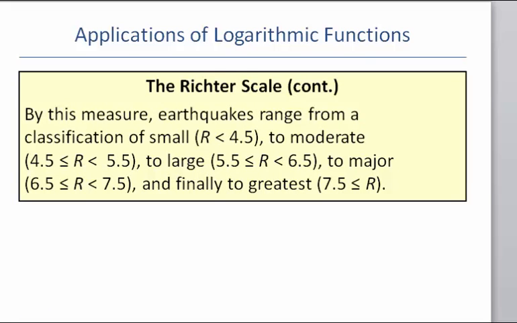On the Richter scale, you may or may not know this, if an earthquake is classified as small, it has a value of less than 4.5. If it's moderate, the value is between 4.5 and 5.5. Large, between 5.5 and 6.5. Major, between 6.5 and 7.5. And finally, greatest are those that are greater than or equal to 7.5.